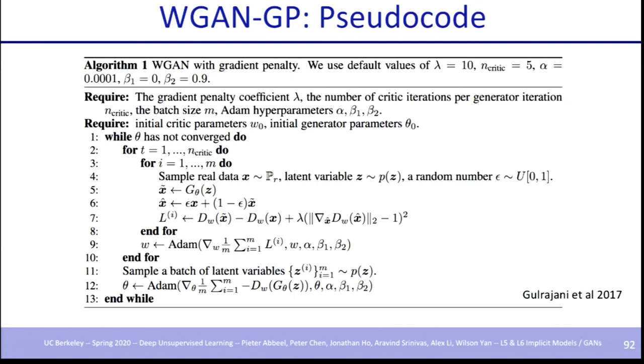So the pseudocode is not going to change much from the WGAN, except for this term, and no weight clipping now. Any questions on that? They also use Adam instead of RMSProp. That's another change from WGAN.